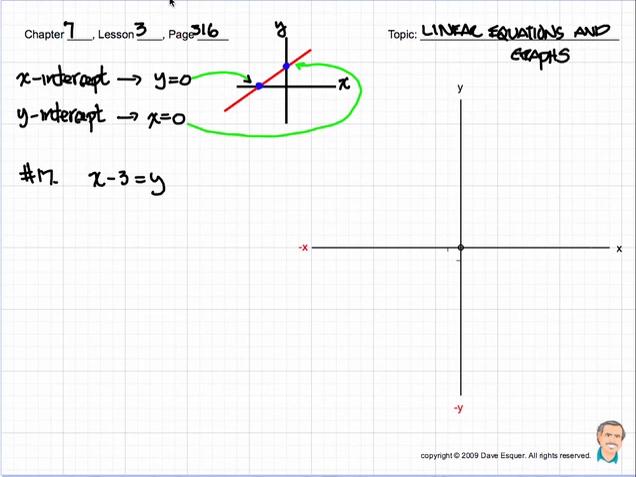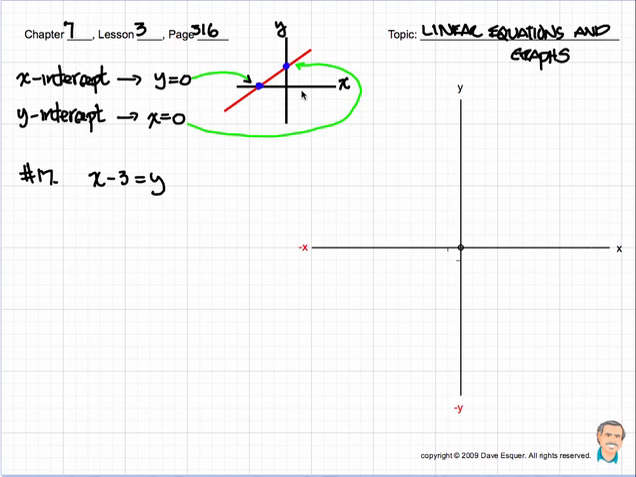Chapter 7, Lesson 3, on page 316, we're going to do some linear equations and graphs. Chapter 7, Lesson 3 introduces two new concepts, the x-intercept and the y-intercept. I made a little graph to help us keep track of what we're talking about.